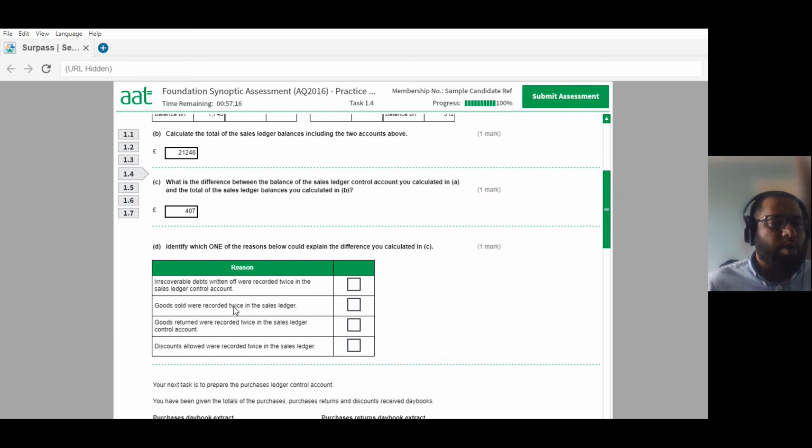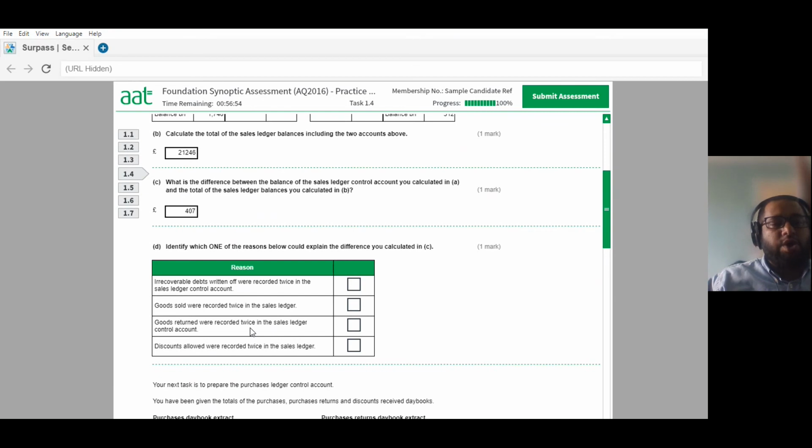The goods sold were recorded twice on the sales ledger. So on the SLCA, whenever you're recording new sales, it increases the balance. So if you've done that twice on the sales ledger, it's going to increase the balance even further. But it's still not the case here. Here, sales ledger is lower, SLCA is higher. So that is not a right answer.